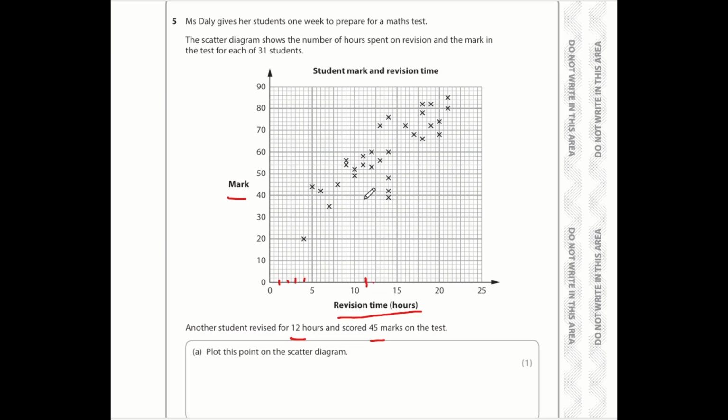So we're going up here to 45. 45 is halfway between 40 and 50. So 42, 44, 45 would be this point here, halfway between this line and this line. Obviously, if you've got a very sharp pencil, you might be able to show a slightly more accurate X than me, but that X there will be perfect.